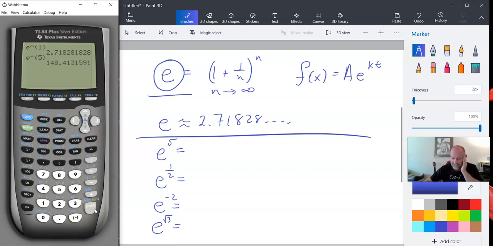Okay, so we got e to the fifth is approximately 148 point. Let's just do 3 decimal places on these. So we'll do 413.